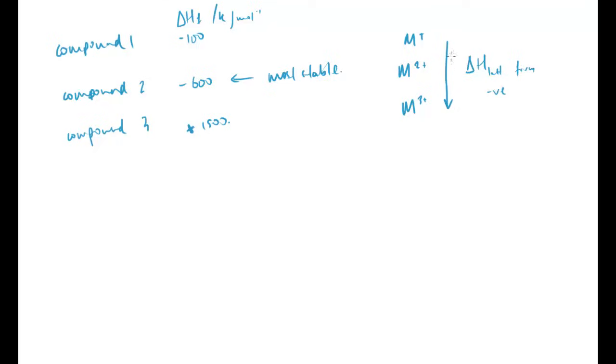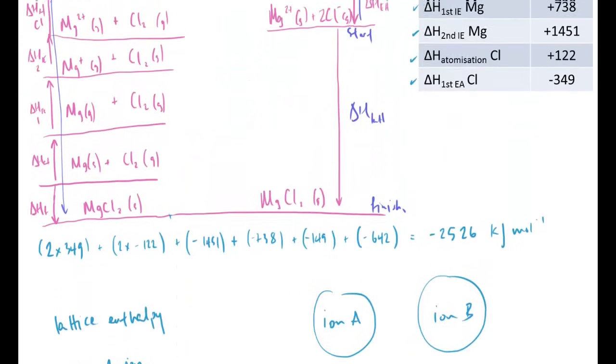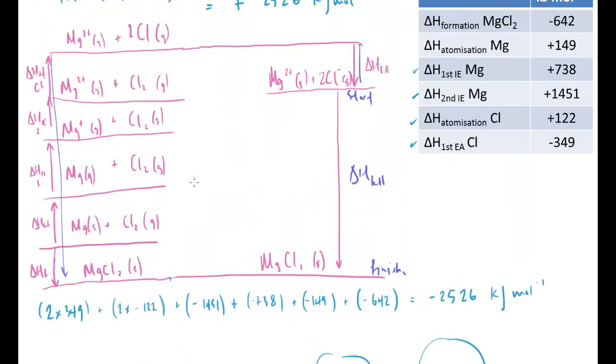So it would get increasingly more negative as we went down. And that's because of these charges that are present. And what I'm doing here is I'm actually thinking, well, what if I were to have calculated this based on the rest of my Born-Haber cycle?